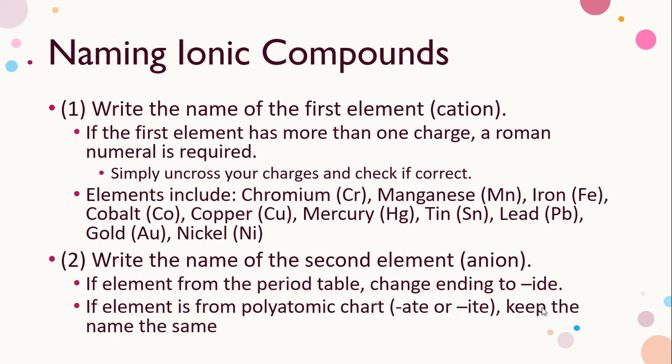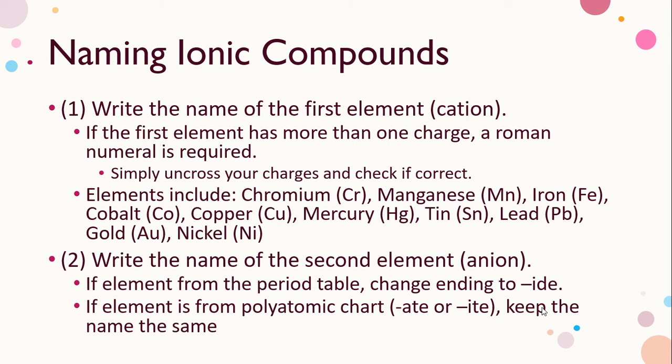Now, in terms of naming ionic compounds, the first thing we have to do is write the name of your cation or your positive element first. If for some reason that first element has more than one charge, a Roman numeral is required, and you figure out the Roman numeral by uncrossing and checking it like we were doing on the last slide. These elements that require a Roman numeral are things like chromium, manganese, iron, cobalt, copper, mercury, tin, lead, gold, and nickel. Then, after you get the first one written, you write the name of the second element.